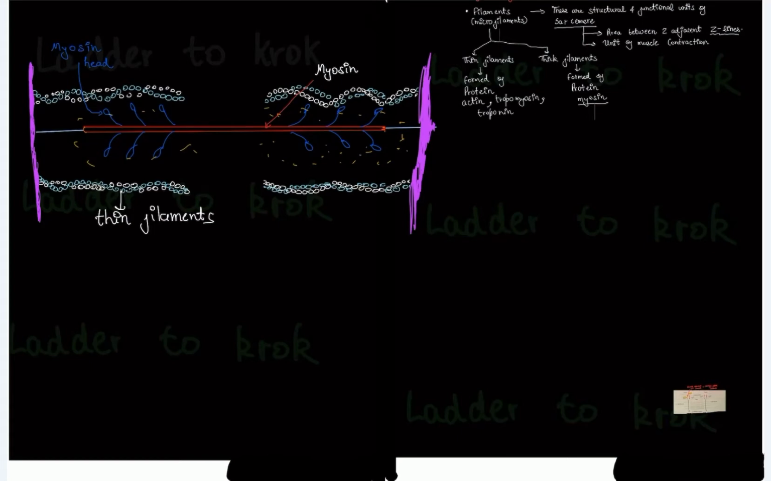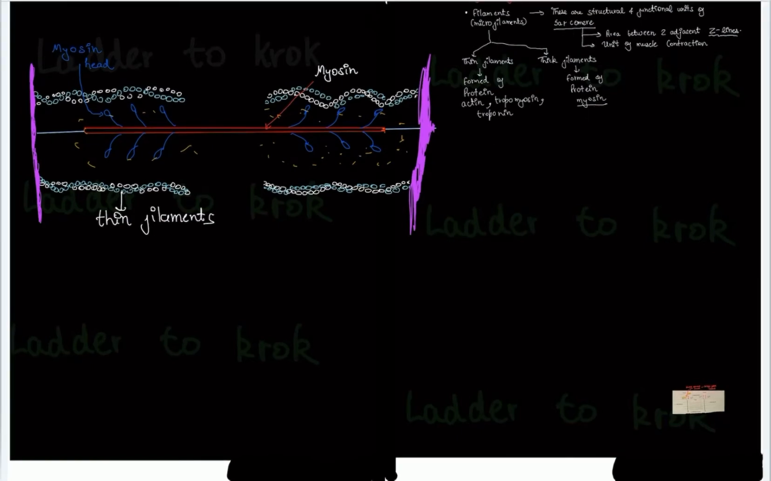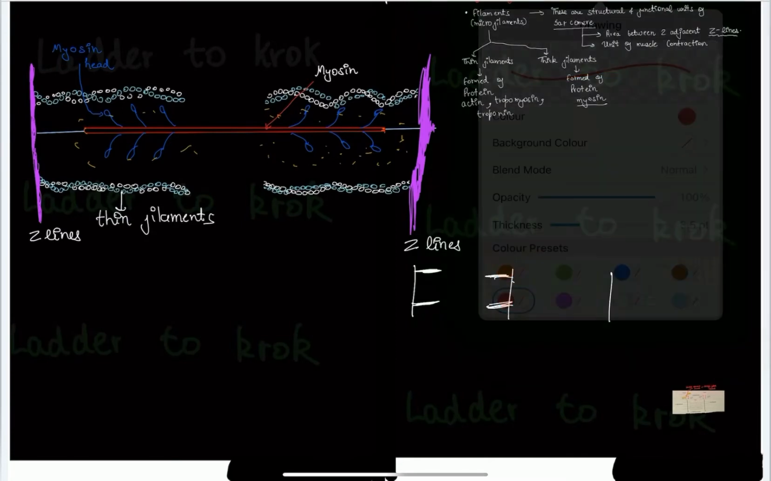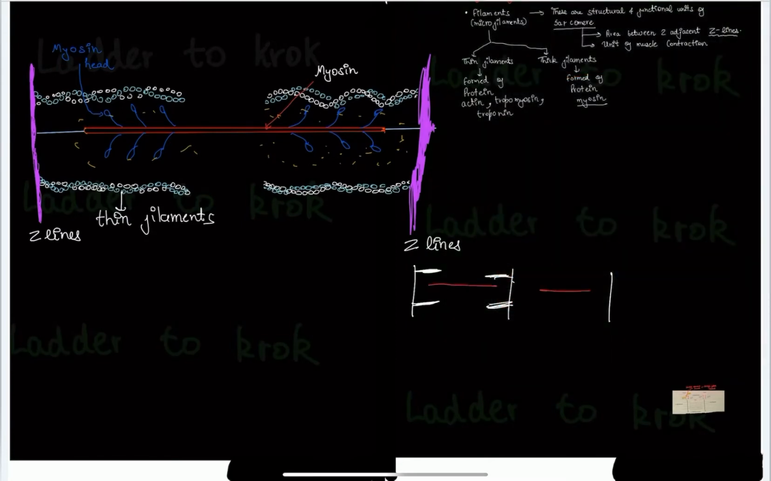So here what will happen? In between these two Z lines, there are so many Z lines like this. See, one Z line, then another Z line, then another, and they have structures like these. This is the actin or thin filaments, and in between them we have myosin.